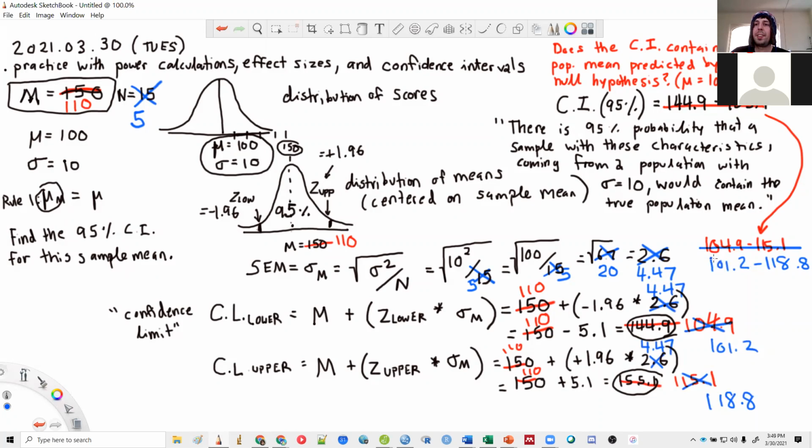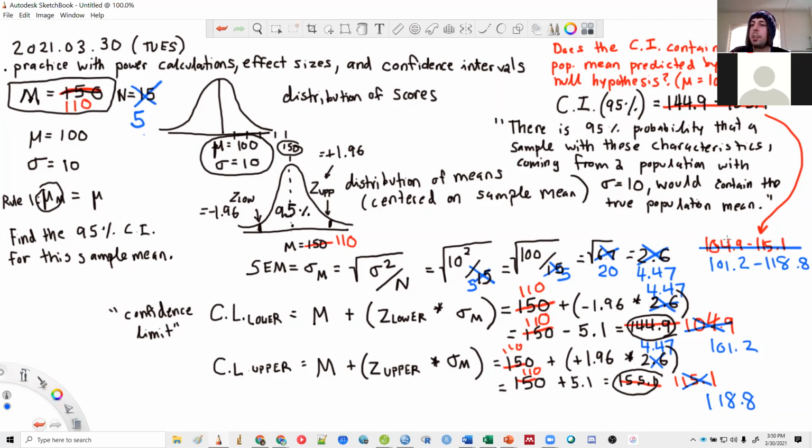So although in the context of a hypothesis testing problem, where we were testing a sample mean of 110 and a sample size of 5, if we had chosen an alpha of 0.05, we would still have rejected the null hypothesis. However, let's observe something about the difference between this confidence interval, where the sample size was 5, and the previous confidence interval we calculated, where the sample size was 15. So 104.9 to 115.1 is about 10 units apart.